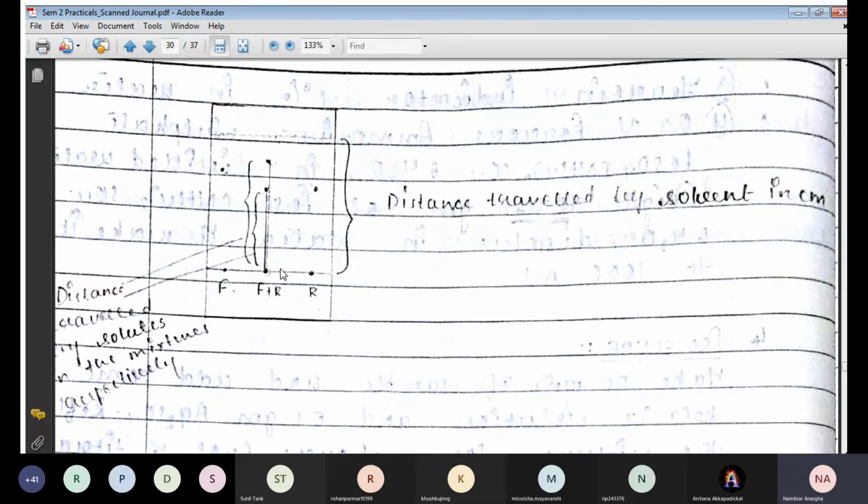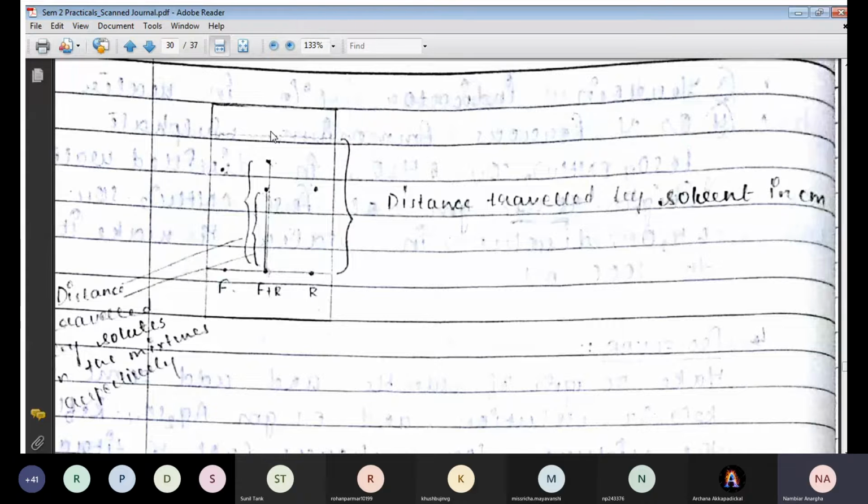Similarly for rhodamine, again we'll calculate the RF value for rhodamine, because in your practical also proper separation is seen between fluorescent and rhodamine. So at that time also we'll calculate the RF value, which is the distance traveled by the rhodamine from the initial spot to the final separated spot, divided by the distance traveled by the solvent. That will give the rhodamine a unique value.